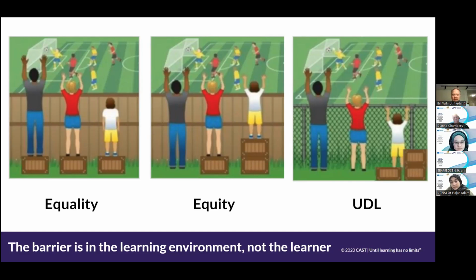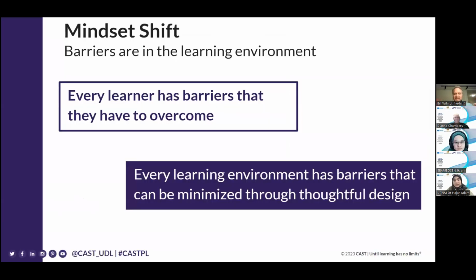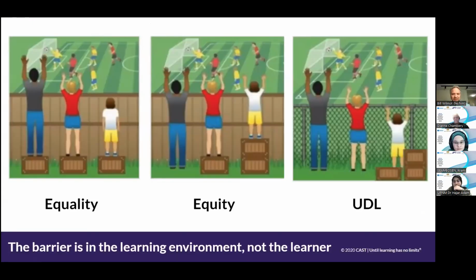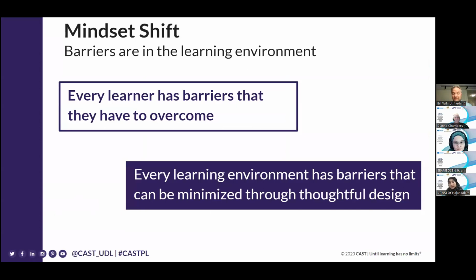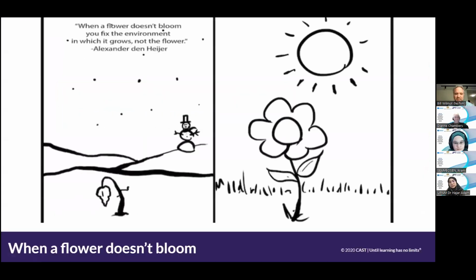So this shift in thinking, going from every learner has barriers that they have to overcome to every learning environment has barriers that can be minimized through thoughtful design, that's a big shift. And it doesn't happen all at once, right? I often come back to this graphic as a touchstone for myself to think, all right, what do we really mean when we're talking about barriers? What are the barriers in this particular example? How could I minimize those? How could I make that fence so that you can see through it? Like I said, I find myself revisiting this often, thinking about how to minimize barriers.